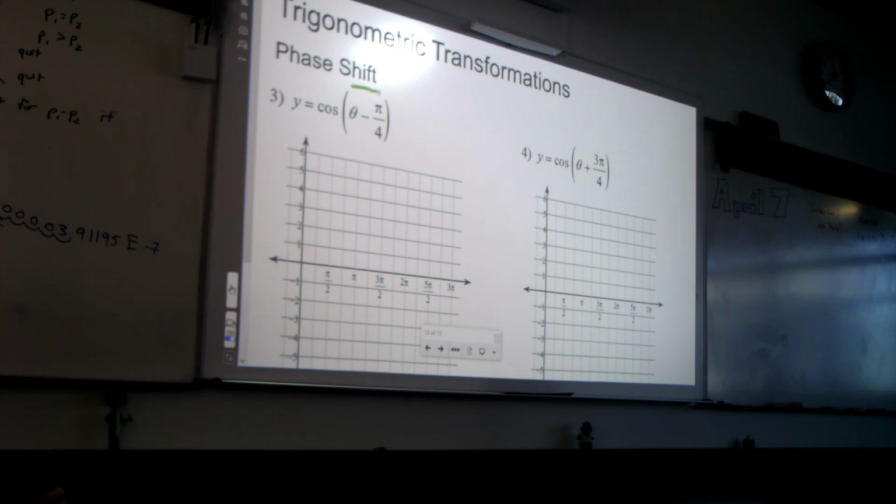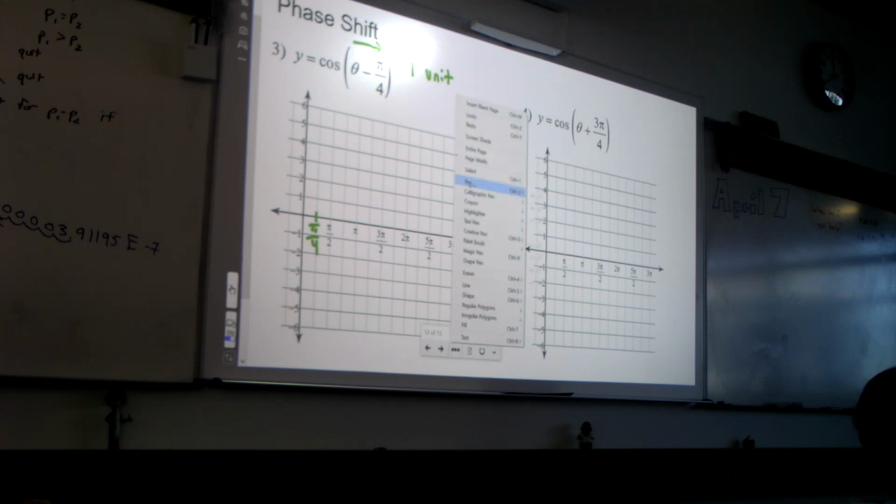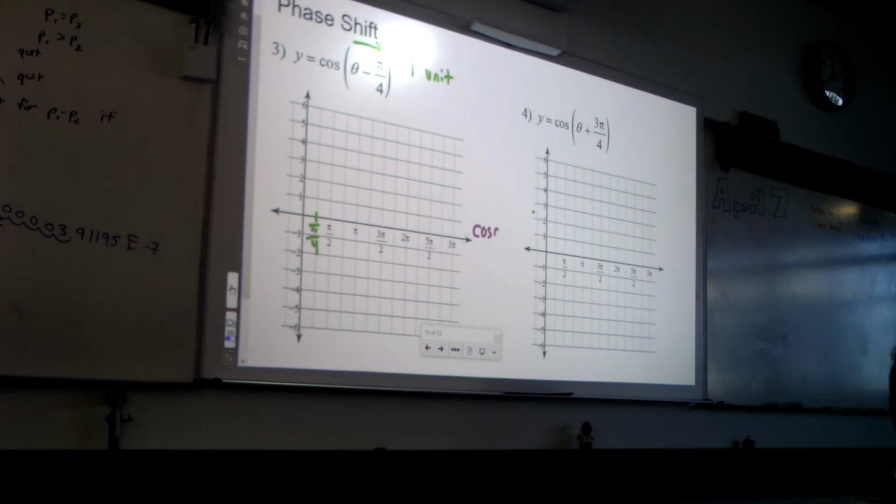Right. Now, people sometimes get confused when they're like, how much is pi fourths? Well, come down and look at our scale right here. Here's pi halves, so half of pi halves is pi fourths, right? So that means when we go to the right by pi fourths, that's going to be 1 unit. At least on this graph, it's 1 unit. So what we're going to do is start by graphing cosine. And then after we've graphed cosine, we're just going to shift everything 1 unit to the right, and that will take care of this phase shift.